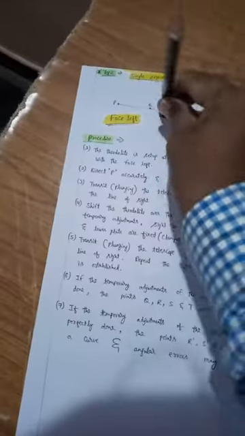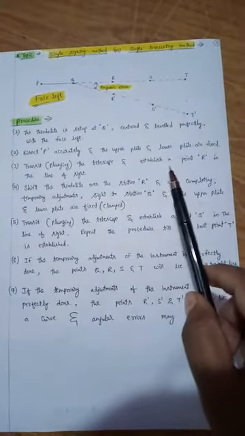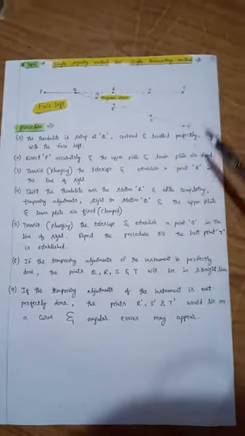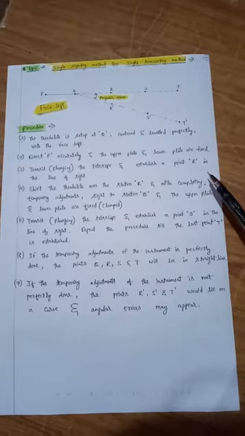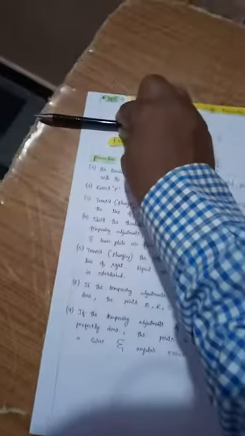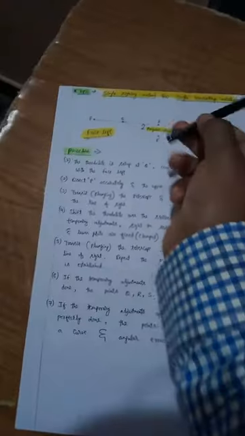Transit the telescope and establish a point R. We are establishing the R point here, transiting the telescope in the line of sight.